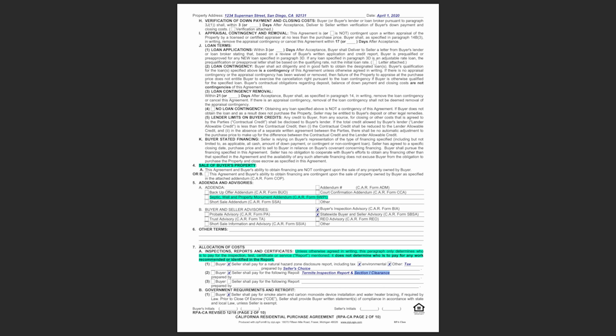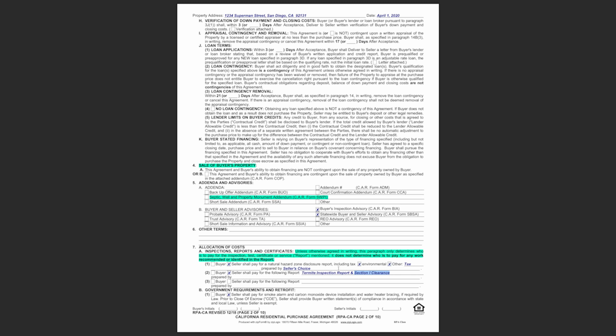But what happened is the California Association of Realtors pulled that out of the contract because they did not want us to pre-negotiate who was paying for the Section 1 clearance, because we don't know how much money that would cost. So filling in that you want the seller to pay for the termite inspection report is fine. There's nothing wrong with that.